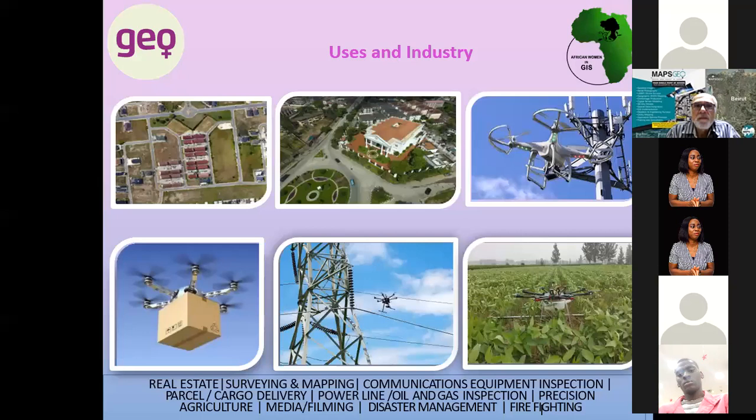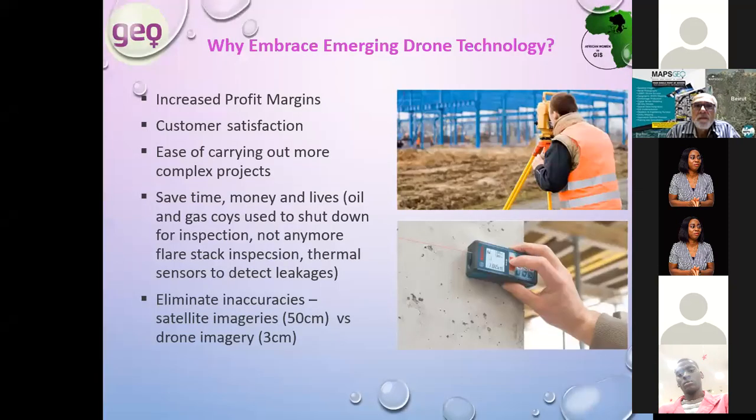So why must we embrace this emerging technology? It increases profits. An example is the case in hand that I've just referred to in the case of the oil sector. It increases customer satisfaction, ease of carrying out more complex projects. Yes, I heard Isham talking about the sat imagery, which is able to cover a lot of land mass. The drone sector has come to stay.